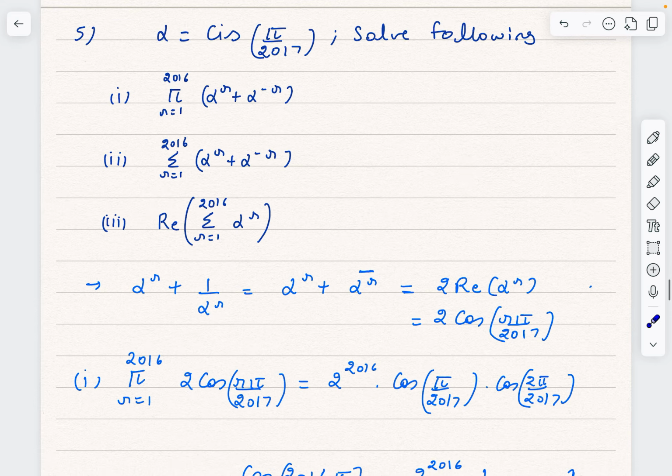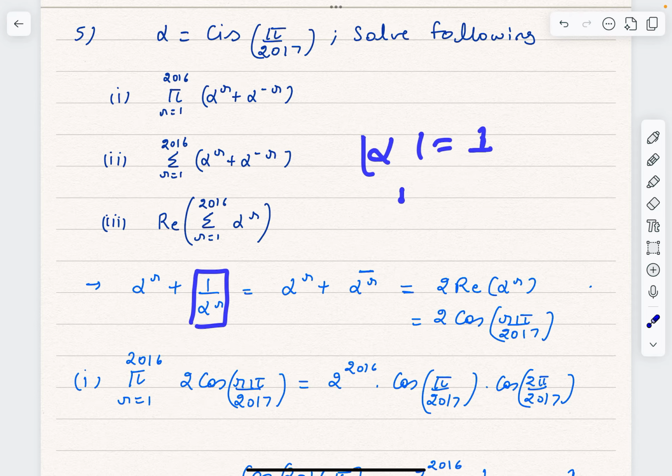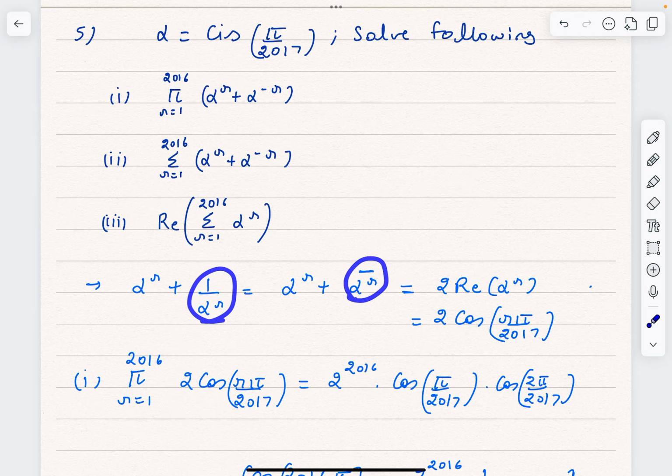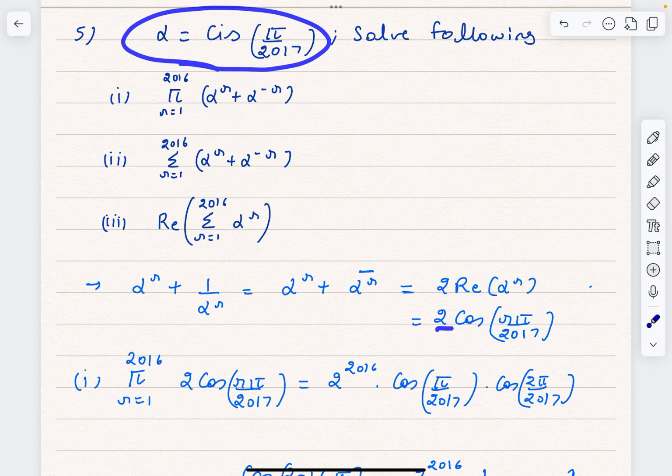First of all, we can consider alpha^r + 1 by alpha^r. You can see mod of alpha will be 1, so we can write alpha as 1 by alpha bar. So 1 by alpha^r will be the conjugate of alpha^r. And a complex number plus its conjugate will be 2 times its real part, and the real part of alpha^r will just become 2 cos r pi by 2017.